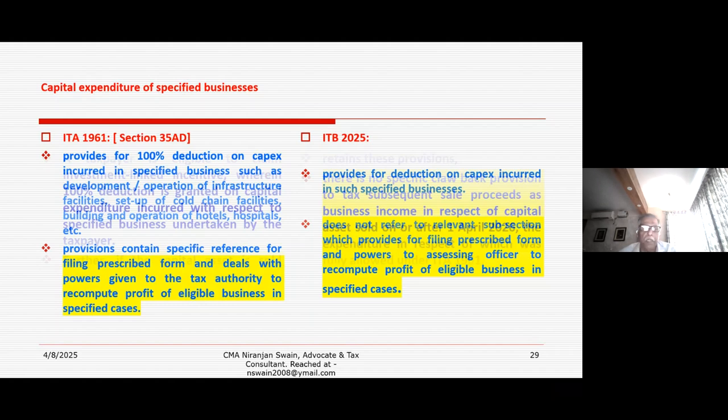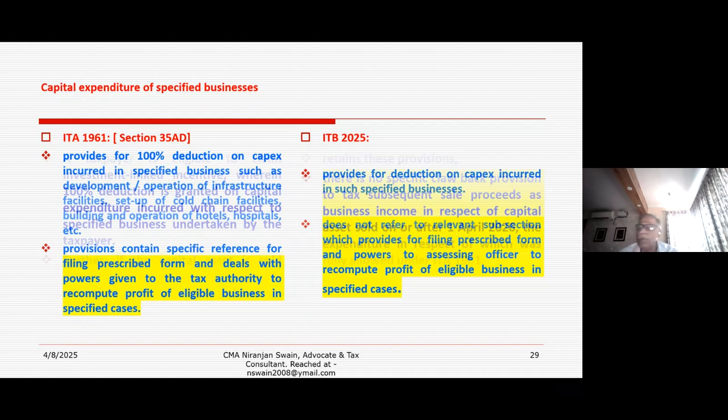These are the specified businesses for which deductions are available: development and operation of infrastructure, setting up of cold chain facilities, building and operation of hotels, hospitals. The benefit is available, but after filing certain prescribed forms, which will be certified by an accountant, to get the benefits. This is the section 35AD benefit I was telling you about in the previous slide, the same thing is here. To get the benefit of 100% capital expenditure in respect of this business, you have to go for certification in a prescribed form, which contains a number of tables in which the details are given. But under the Income Tax Bill, the same capex provision is continuing as a deduction, but certification is not there.